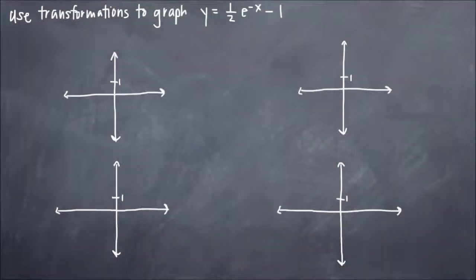Let's take a look. In this particular problem, we've been asked to use our knowledge of transformations to sketch the graph of y equals 1/2 e to the negative x minus 1.